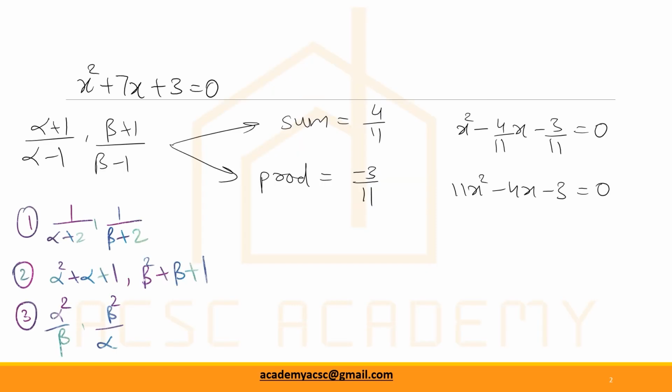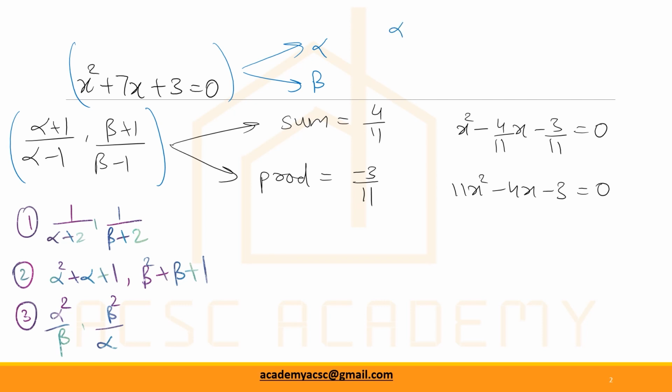In the last video, we had a quadratic equation x squared plus 7x plus 3 equal to 0, and for this equation we had the roots as alpha and beta. Using these roots, we had to form a new equation whose roots will be alpha plus 1 upon alpha minus 1 and beta plus 1 upon beta minus 1. Hopefully you all might have solved this problem, so let us have a quick look at its solution.